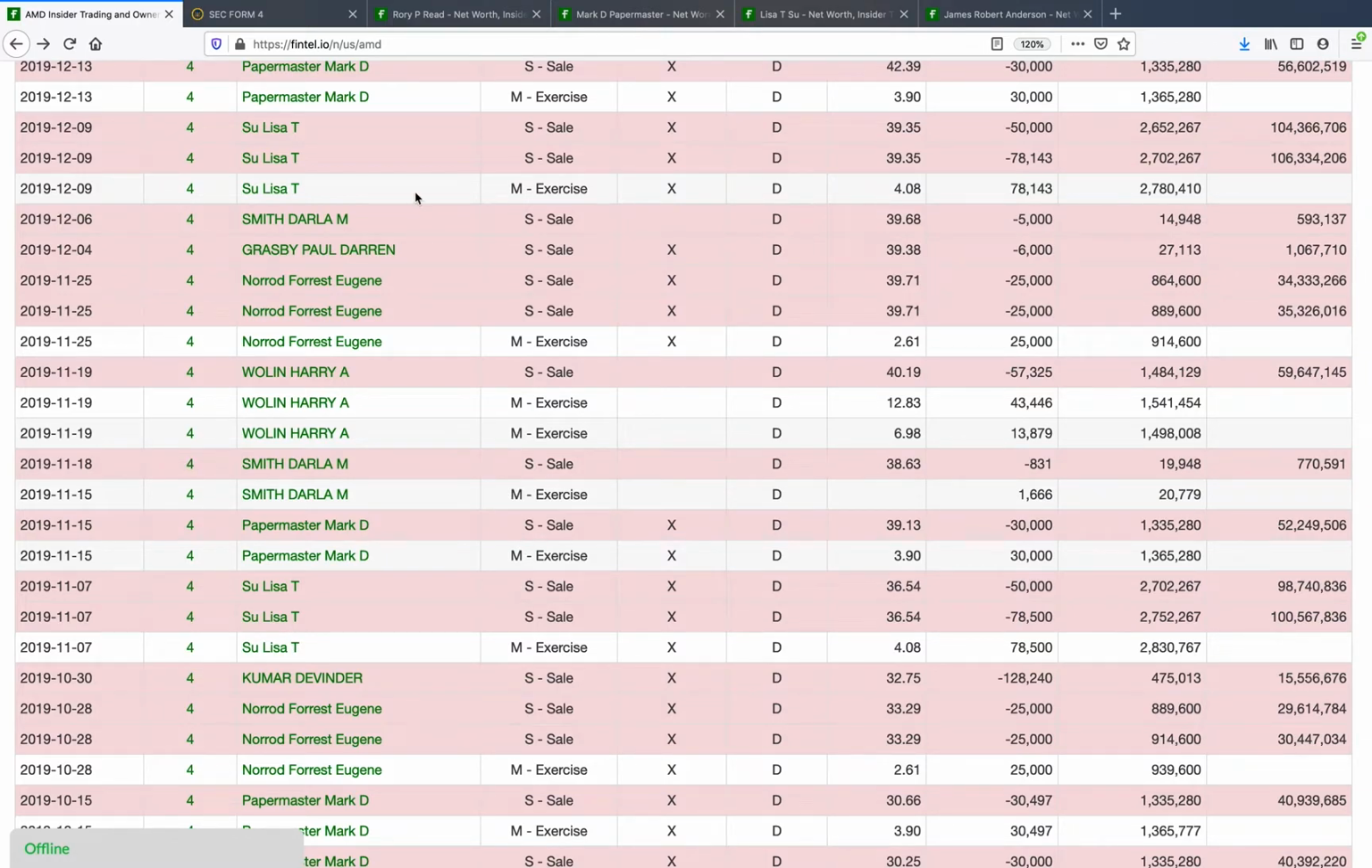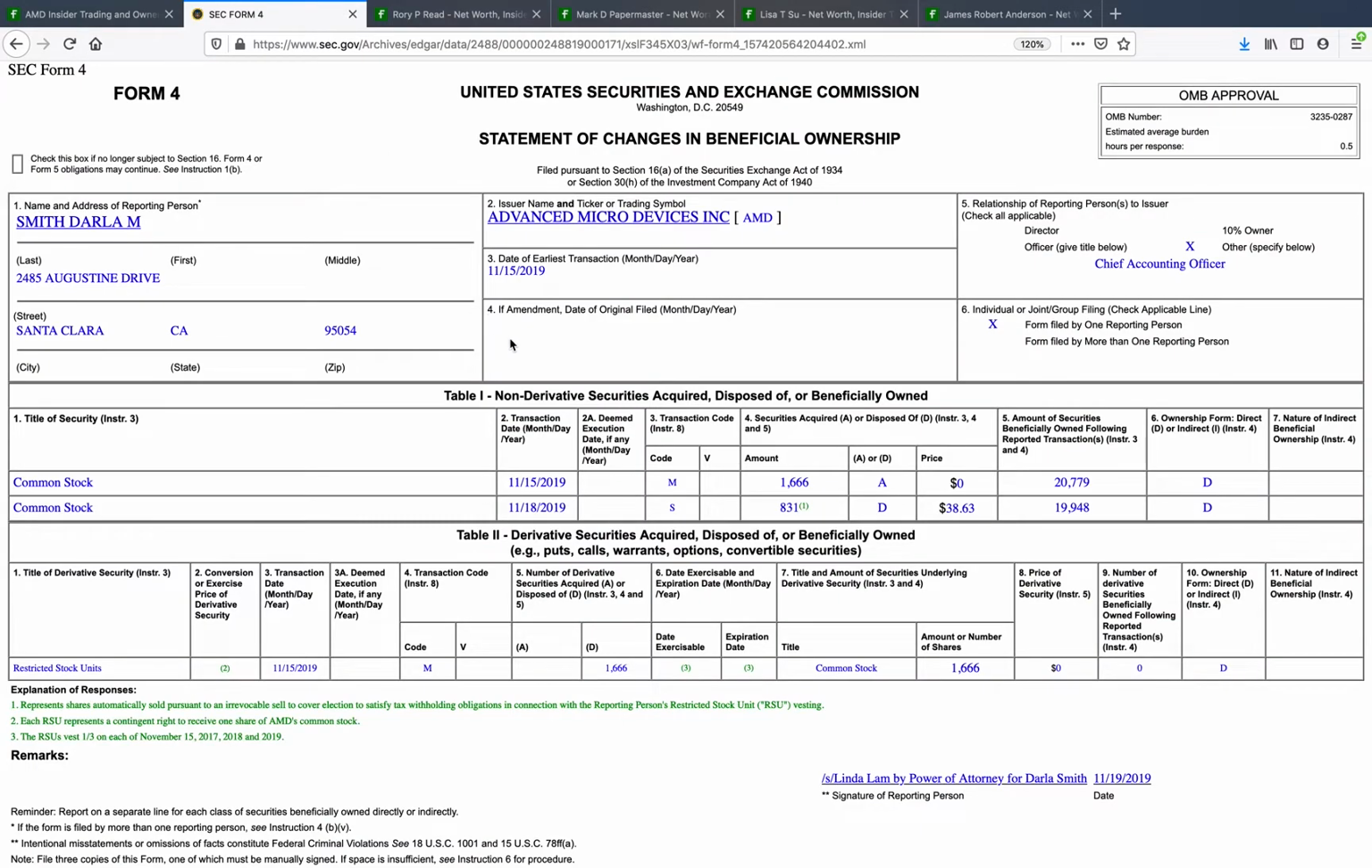So that means that she exercised some stock options and then she sold some stock options. She acquired, so she exercised stock options that gave her 1,600 shares of AMD, which would have raised her total number of shares owned up to 20,779. And then 3 days later, she sold those shares.